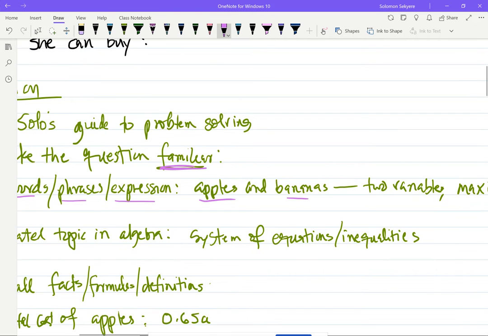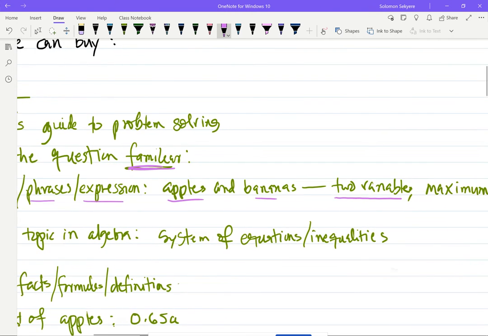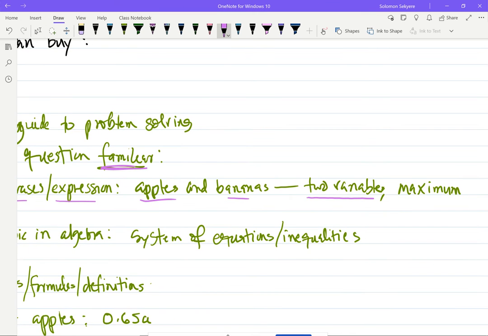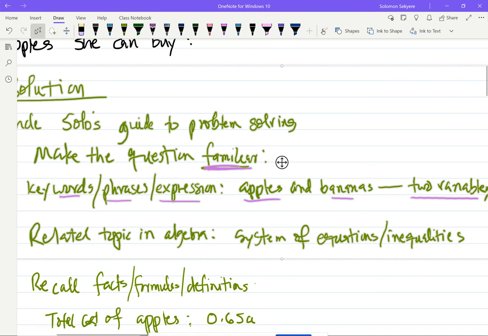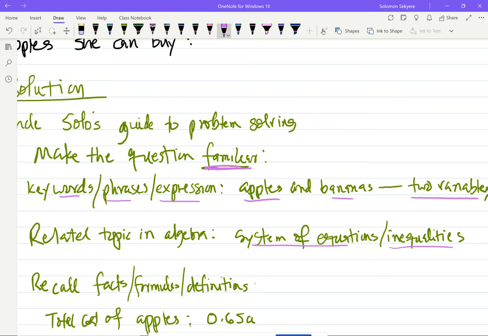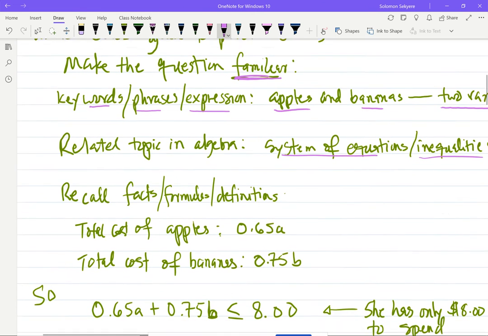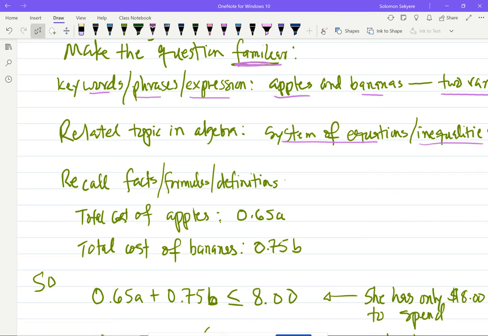amount of money to spend. So I'm looking at two variables, and we also have the word maximum. So it's not no more than. So what comes to mind should be, well, maybe system of equations and inequalities. Okay? And then you try to recall your facts, formulae, and definitions of your keywords, phrases, and expressions.